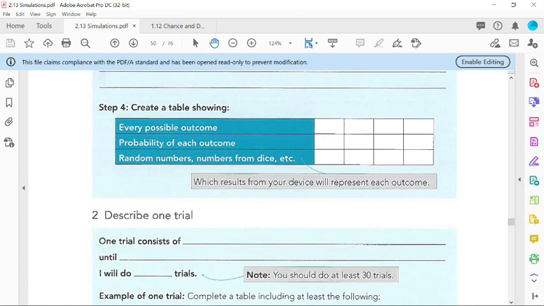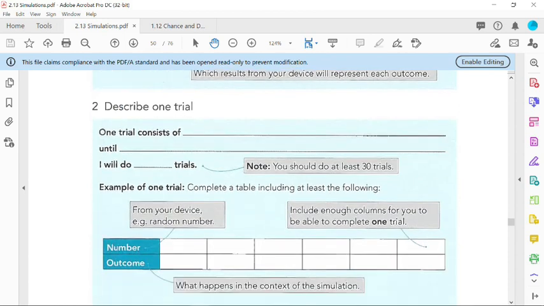You're going to describe one trial. And look at this. They literally have blanks for you to fill in. This is what I want your template to look like. One trial will consist of blah, blah, blah, until I will do, and this is going to be the same. What's this always going to be? 30 trials, right? I'll do 30 trials. So this would be the same for everybody.